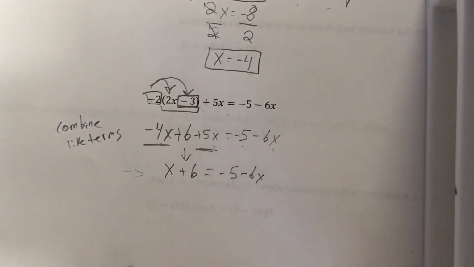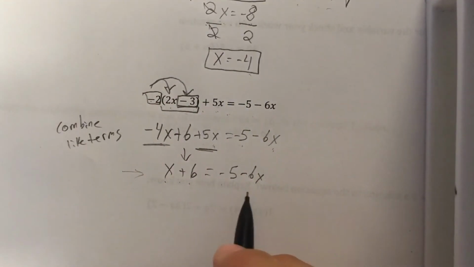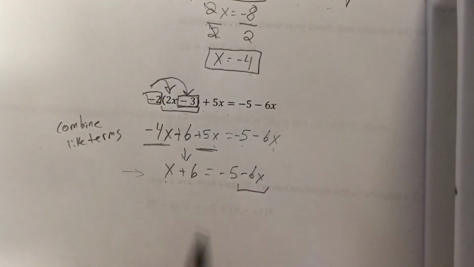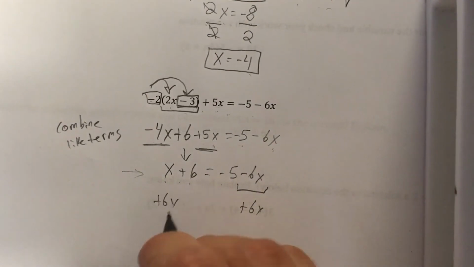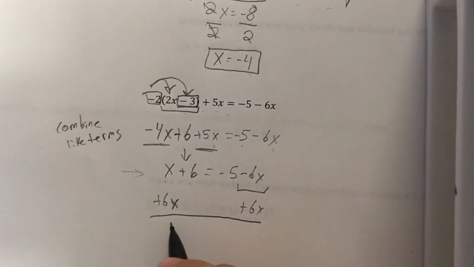Great, now let's check our work. I see we have x plus 6 equals negative 5 minus 6. Now we can either subtract x from both sides or we could add 6x to both sides. I'm going to add 6x just because I want my variable to have a positive coefficient. So when we add 6x to both sides, x plus 6x gives me 7x, and then we still have this plus 6 equals, all we have left on this side is negative 5 or minus 5.